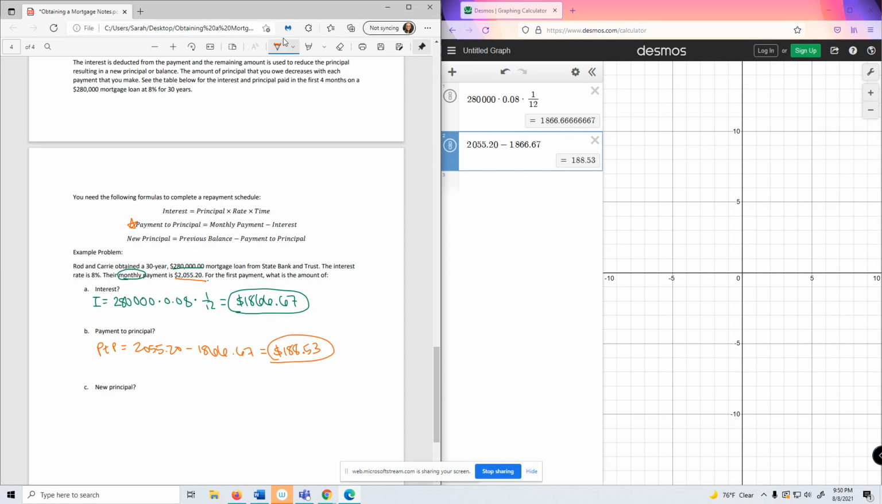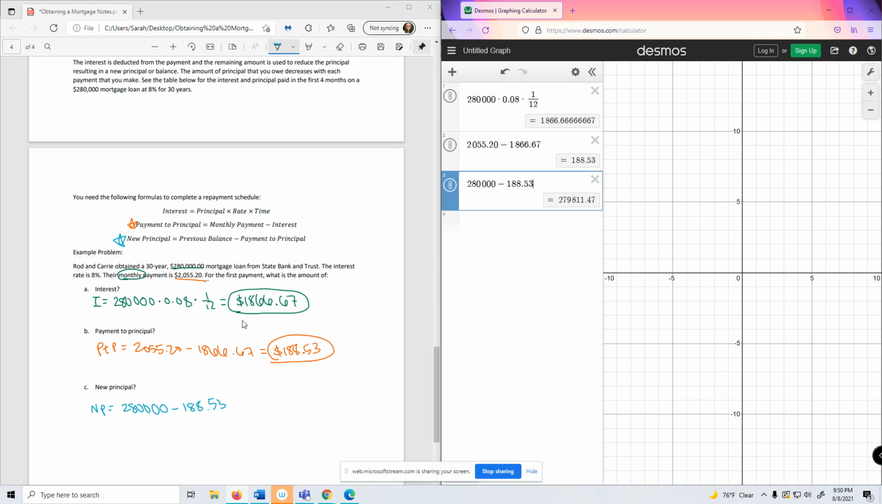So then the new principal, we've seen this before, but just as a friendly reminder, is the previous balance. Since this is the first payment, the previous balance is the starting amount of the loan, $280,000, minus the payment to principal, which was that dollar amount we just found. Probably want to subtract this in Desmos. We get $279,811.47. So that's how much principal is still left, but that's only after the first month. So over time, that will continue to decrease more dramatically.